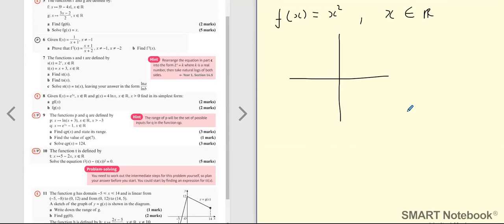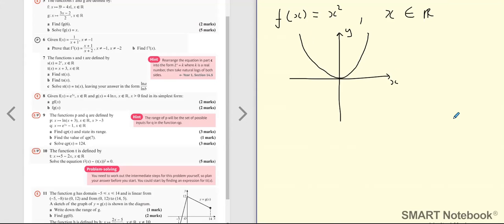Positive quadratic U shape going through the origin. Okay, so that's good. This is y, this is x. It looks something like that. We know what x squared looks like.